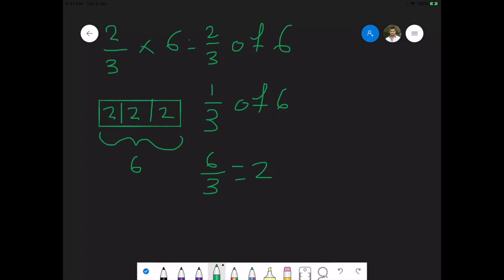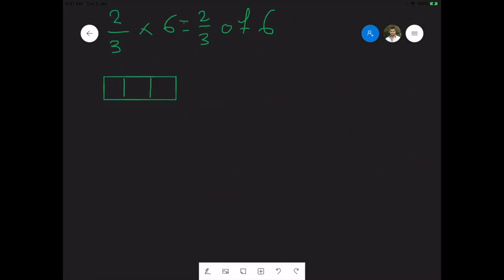In my original equation, I'm trying to identify 2/3 of 6. So if 1/3 of 6 is 2, it means that 2/3 of 6 will be 2 times 2, because each unit is 2, and that is 4. As you can see, these two together give me 4 if I add them up. So this is one way of using a tape diagram to identify 2/3 of 6.